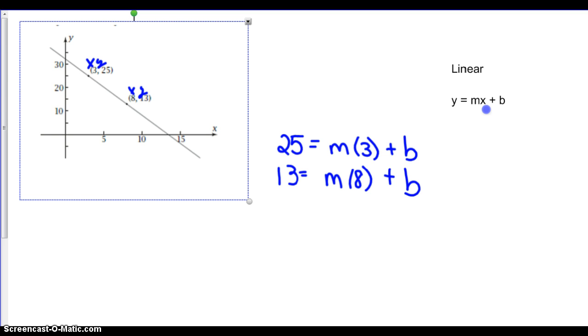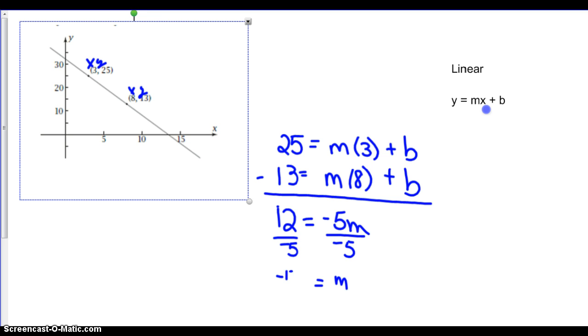So now you want to look at how your variables are attached. These variables are by addition. So I'm going to go through, subtract my b's here. So 13 minus 25 will be negative 12. And then I'm going to have 3 minus 8 will be negative 5m. And b minus b will cancel out. So I'll then divide by negative 5. And I end up with a negative slope, which is perfect because that's what the graph looks like.